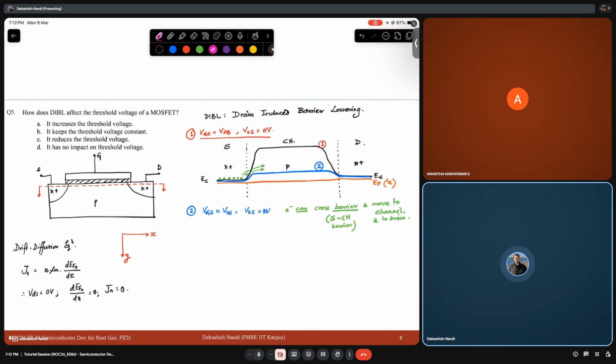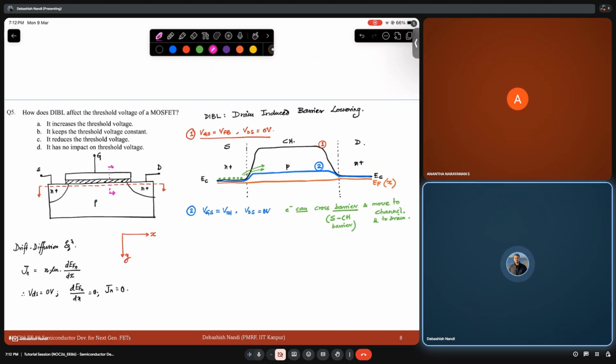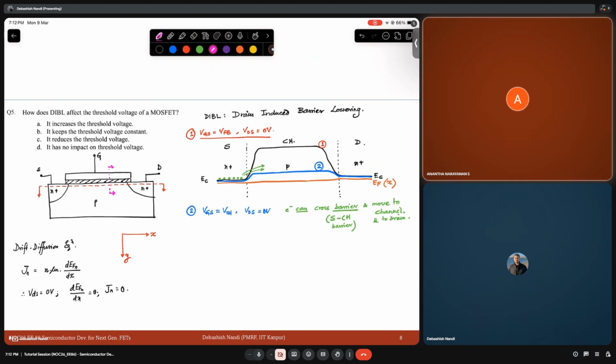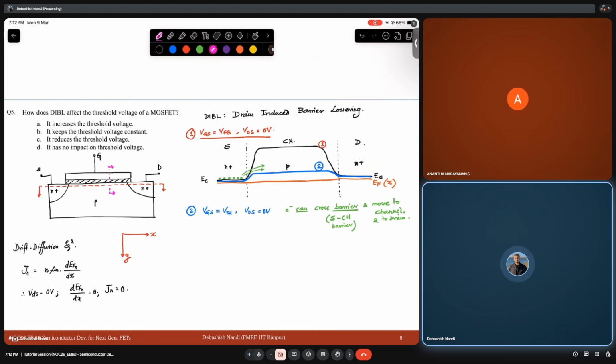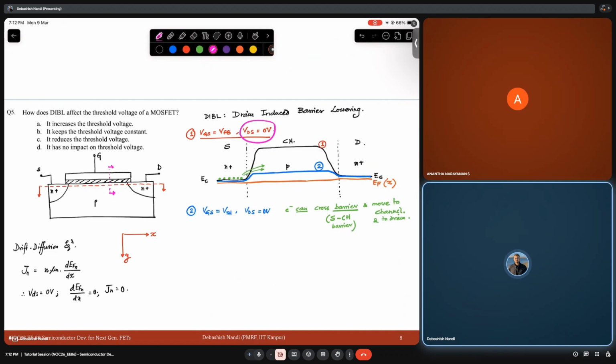If I would have plotted my band diagram in this direction, then you would see the Fermi level change because I am changing my gate voltage. But in this case, my VDS is 0, right? Yes, sir. So why will there be a change in Fermi level? Sir, I'm talking about a case when VGS is greater than VT. We are considering VDS equal to 0, right? Yes, sir. So in that case, my Fermi level will be constant.